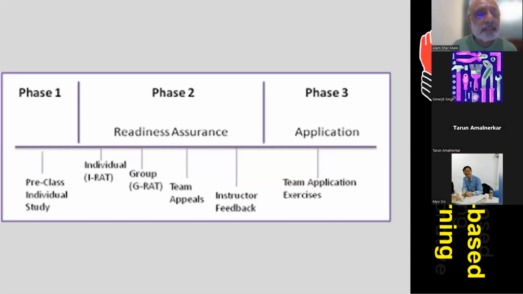This diagram emphasizes the same concept. Phase one, where there is a pre-class individual study. Then phase two, where there is an individual readiness assurance test, a group readiness assurance test, and mainly the explanation by the instructor or the facilitator. And third is the assessment of application, and this is mainly based on the students' activity, the team application exercise.